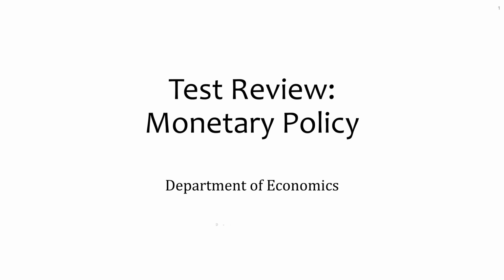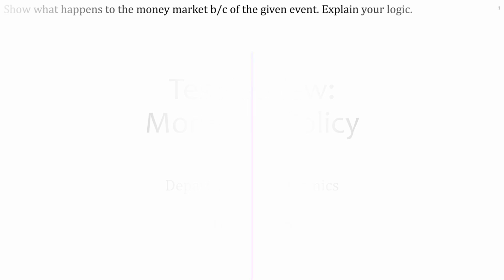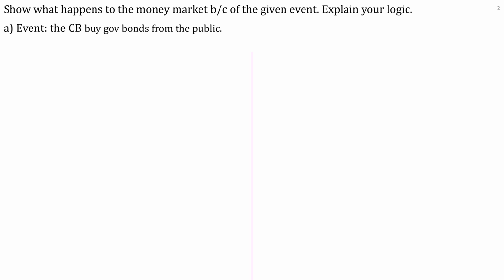All right, let's review monetary policy. All right, so here's a money market question. We're going to be given an event and then we're going to have to explain our logic and show it in the money market. So here the event is the central bank buys government bonds.